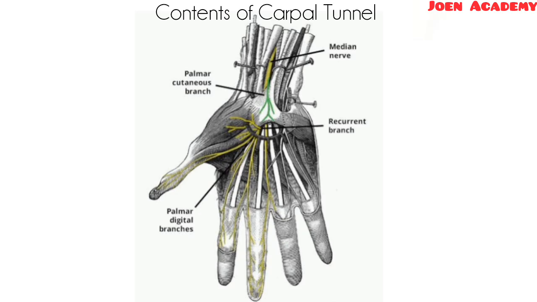Once the median nerve passes through the carpal tunnel, it divides into 2 branches, which are the recurrent branch and palmar digital nerves. The palmar digital nerves give sensory innervation to the palmar skin and dorsal nail beds of the lateral 3.5 digits. They also provide motor innervation to the lateral 2 lumbricals. The recurrent branch supplies the thenar muscle group.